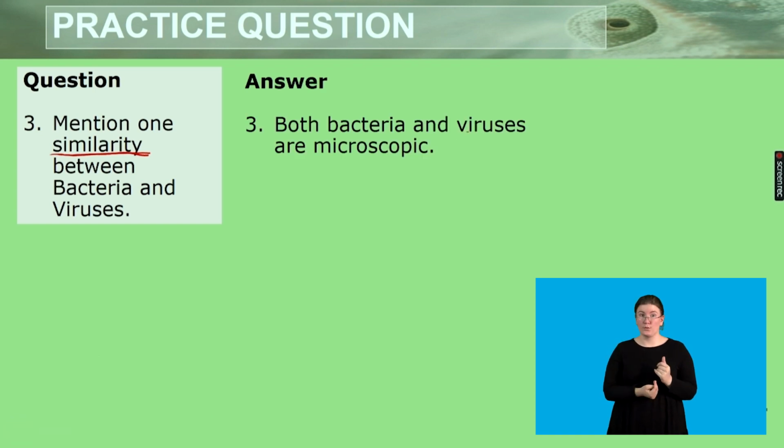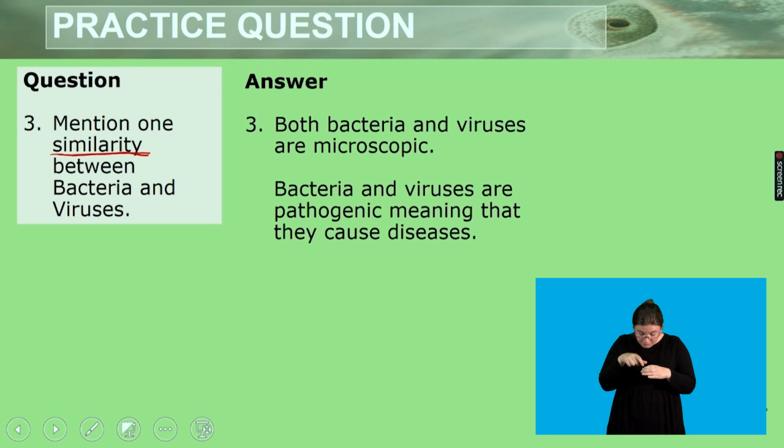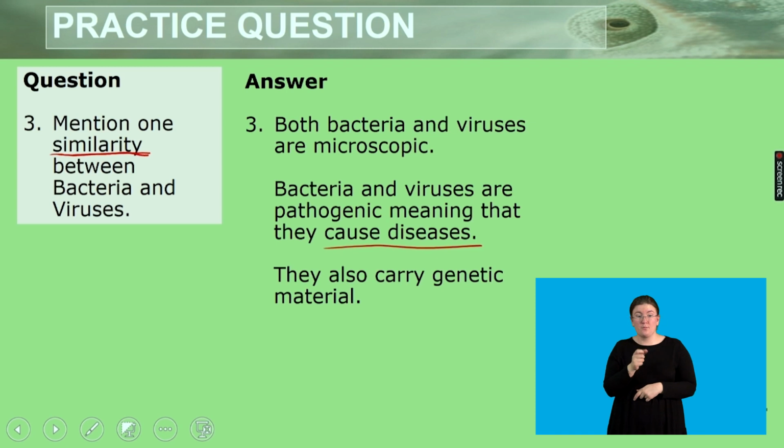So both bacteria and viruses are microscopic. From the lesson, we should also remember that we learned that protists and fungi can either be microscopic or macroscopic. So here we also see that bacteria and viruses are pathogenic, meaning that they cause diseases. And they also carry genetic material.